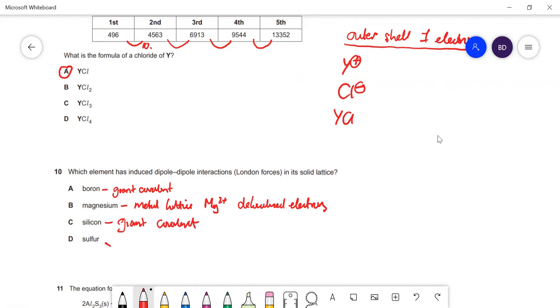Now, sulfur, you should know it exists as S8 molecules. Okay, so there's no permanent dipole in those molecules, because obviously the atoms are all the same electronegativity. So what's holding one S8 molecule to another S8 molecule? The only thing it can be is these London forces, the induced dipoles. So D is the correct answer.